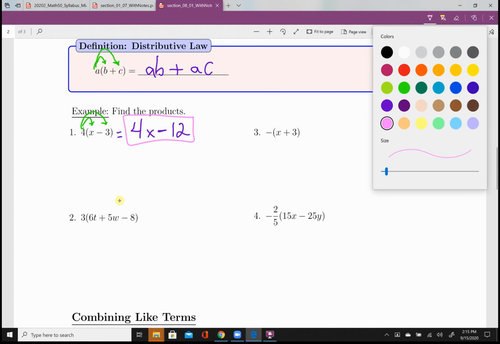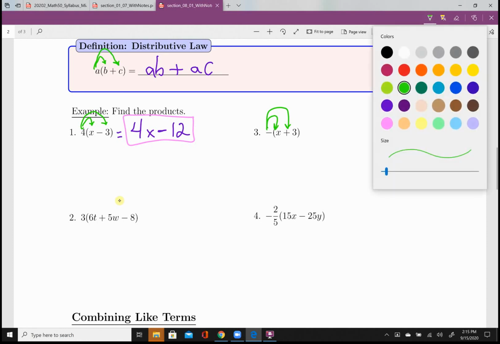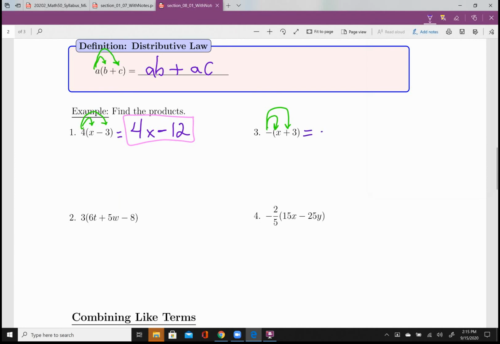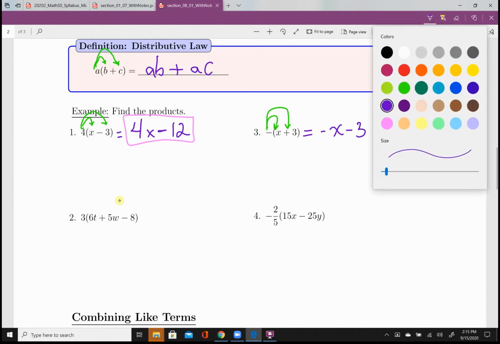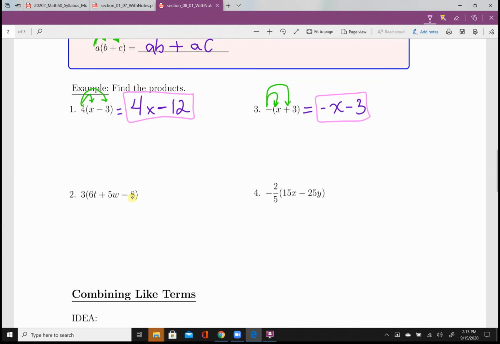All right, distribute once again. This time the signage is just going to change. This is what happens when you have a negative sign in front of a quantity. You change the sign and operation of everything inside. So that will give us negative x. It was plus 3 before the distribution, and now it turns into the opposite operation of subtraction of 3. Excuse me. Let me go ahead and try that one more time. That's 3 that goes there. And set there. Great. Moving on to number 2.